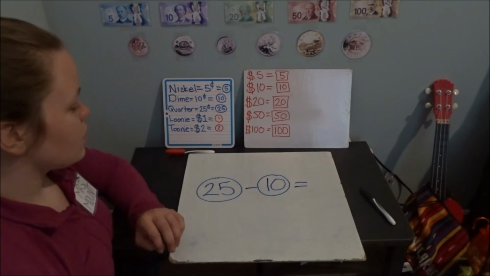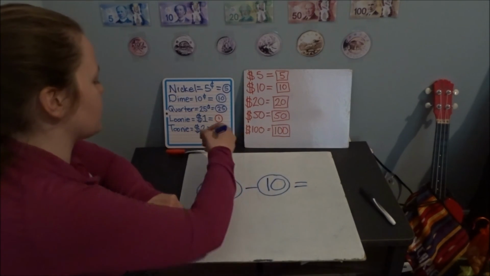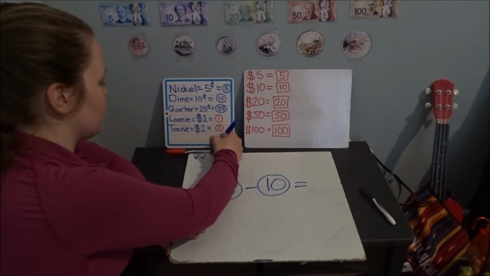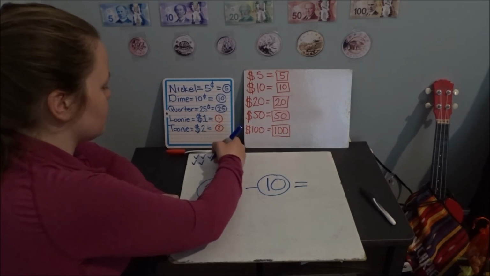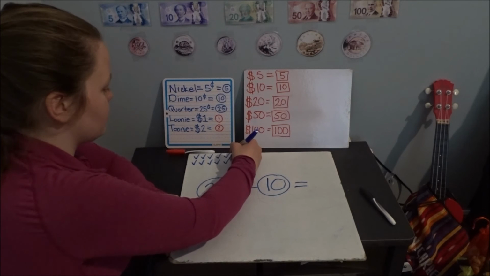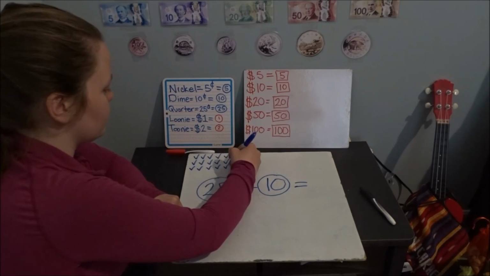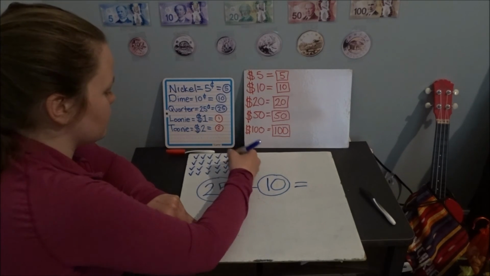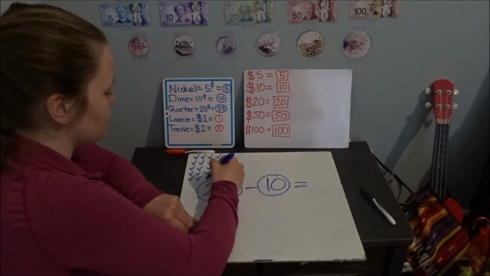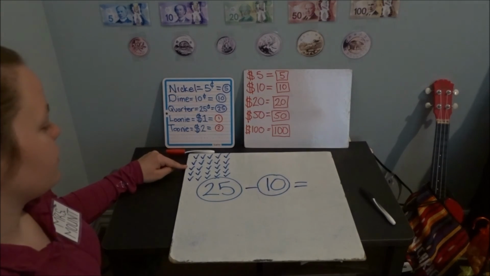And we can show this with a picture. So let's do a check mark this time. 1, 2, 3, 4, 5, 6, 7, 8, 9, 10, 11, 12, 13, 14, 15, 16, 17, 18, 19, 20, 21, 22, 23, 24, and 25.